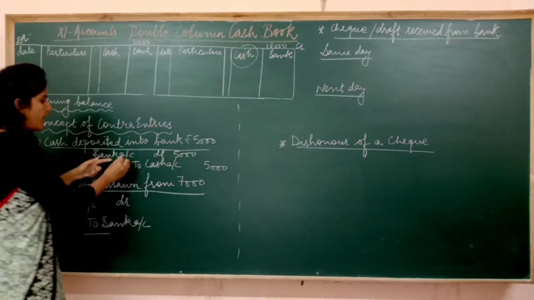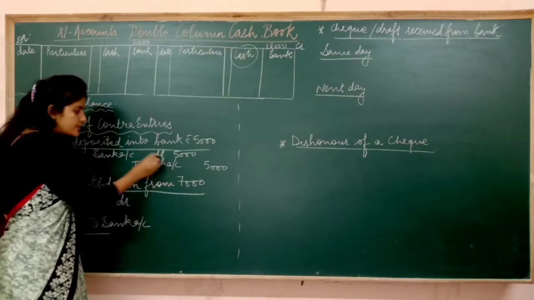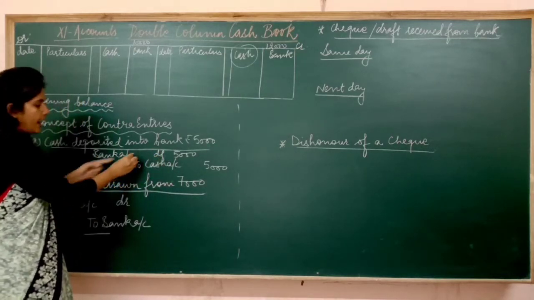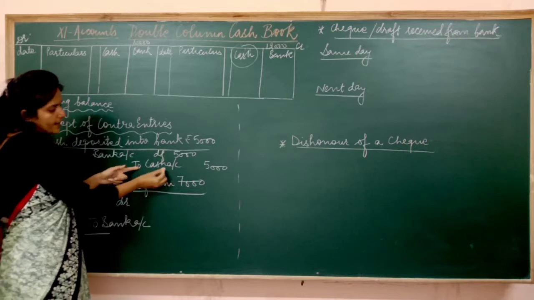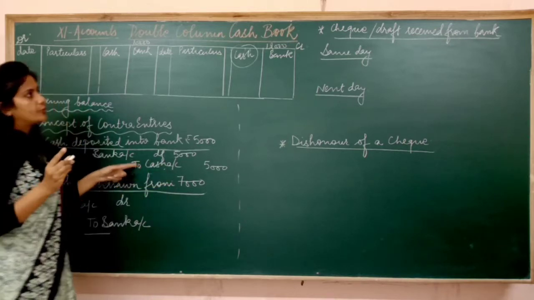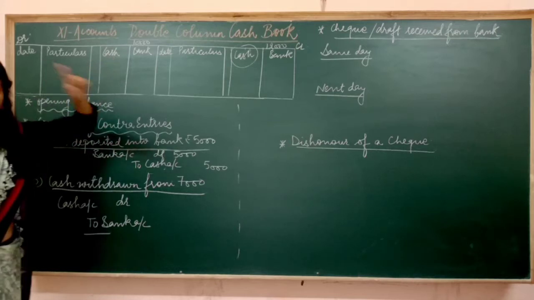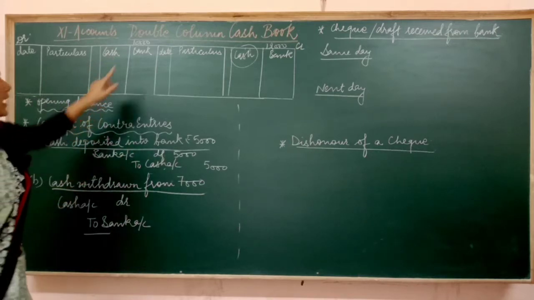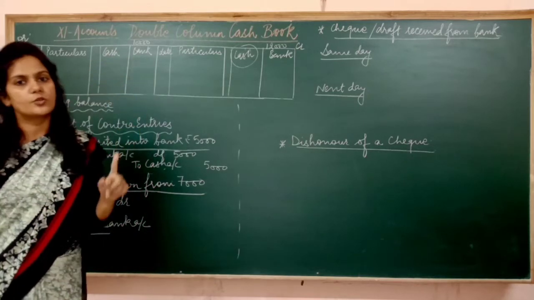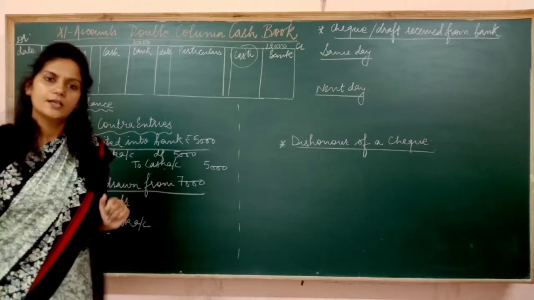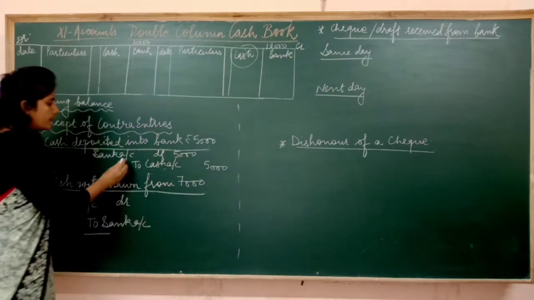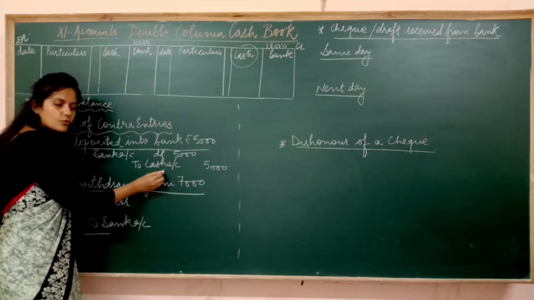It means bank account will be debited because bank becomes the receiver and debit the receiver and cash goes out. As I told you that in case of cash, we will use the rule debit what comes in, credit what goes out, and in case of bank we are going to use the rule debit the receiver, credit the giver. So entry will be bank account debited to cash account.